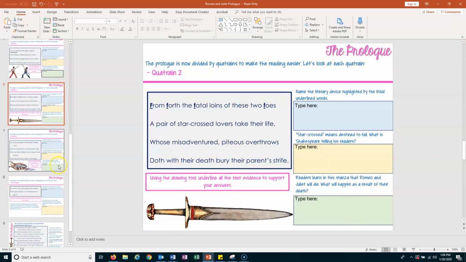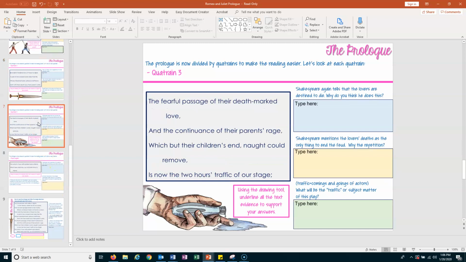Okay. So the next would be stanza or quatrain 3. Here you're also using the drawing tool again. Shakespeare again tells the lovers are destined to die. Why do you think he does this? Shakespeare mentioned the lovers' death as the only thing to end the feud. Why the repetition? What's the purpose of him repeating that? And we've talked about repetition a lot. So that should be a quick answer for you.